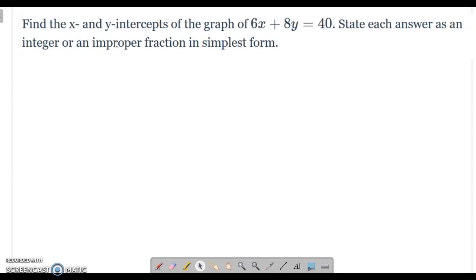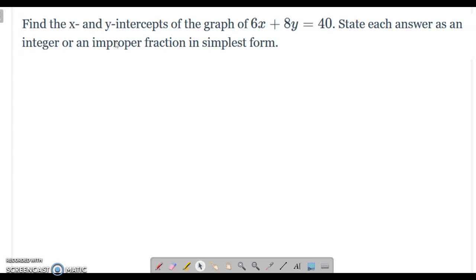All right, here it says find the x and the y-intercept of a graph of 6x plus 8y equal 40. State the answer as an integer or an improper fraction in its simplest form. So yeah, 6x plus 8y equal 40. That's the ax plus by equals c. And what you want to do is find the x and y-intercepts. So first, we're going to start off with the y-intercept.